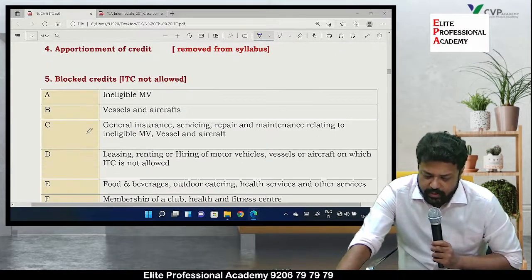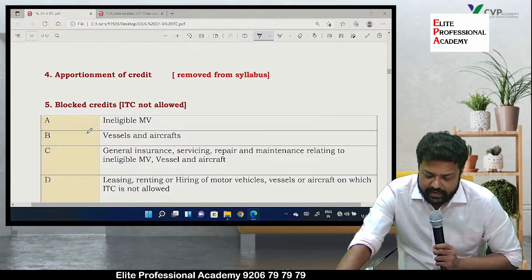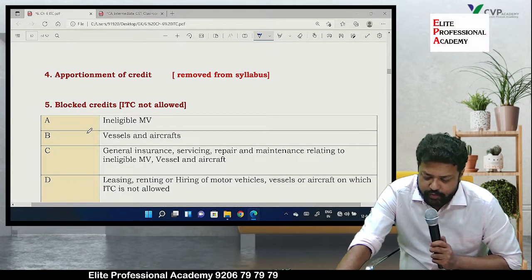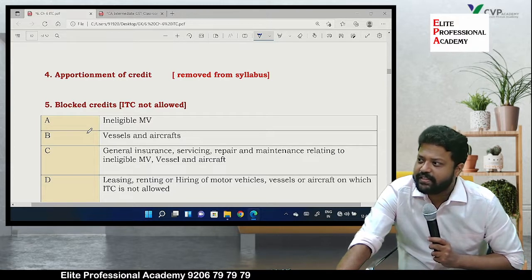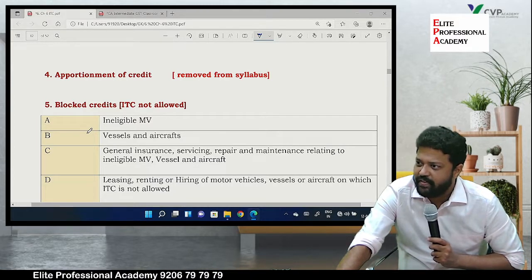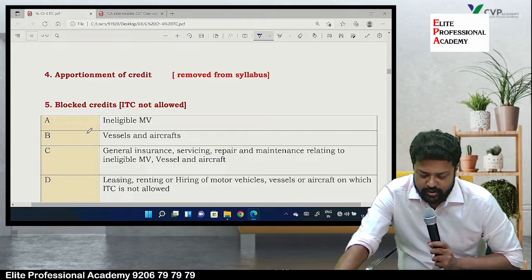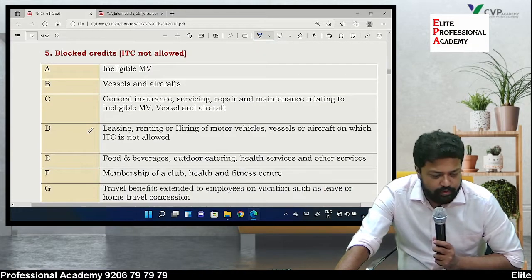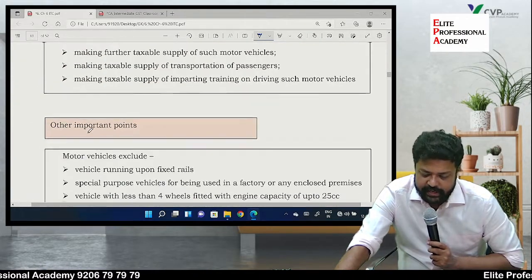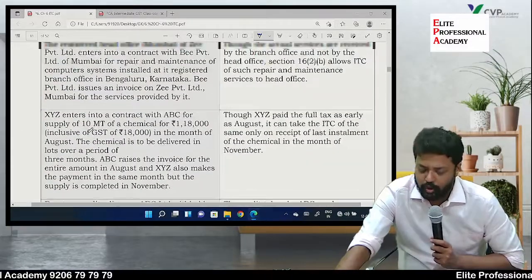So we complete that. After that, there is point number 4, apportionment of credit. That is thankfully removed from your syllabus. We have discussed what is apportionment. So no more discussions on that. Tomorrow we will start with block credits, another interesting area. Okay. Thank you.